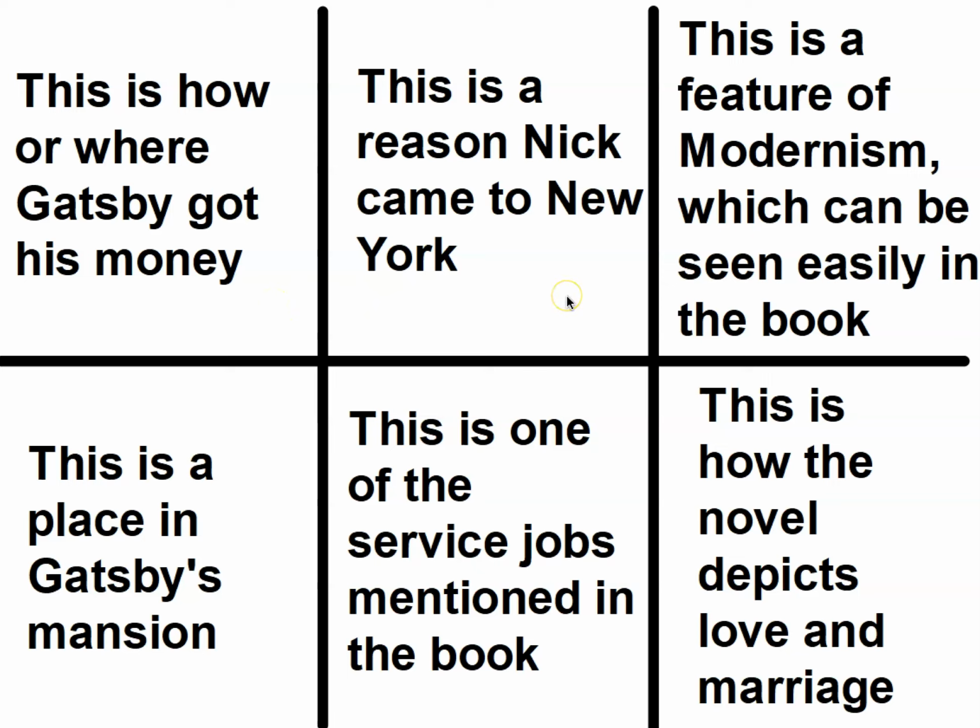This is a reason Nick came to New York. There's a feature of modernism, which can be seen easily in the book. So they get the idea. She suggests 9. I wound up with 11 because there were 11 things I really wanted my students to discuss and debate and see if they could catch each other if they hadn't really understood it.